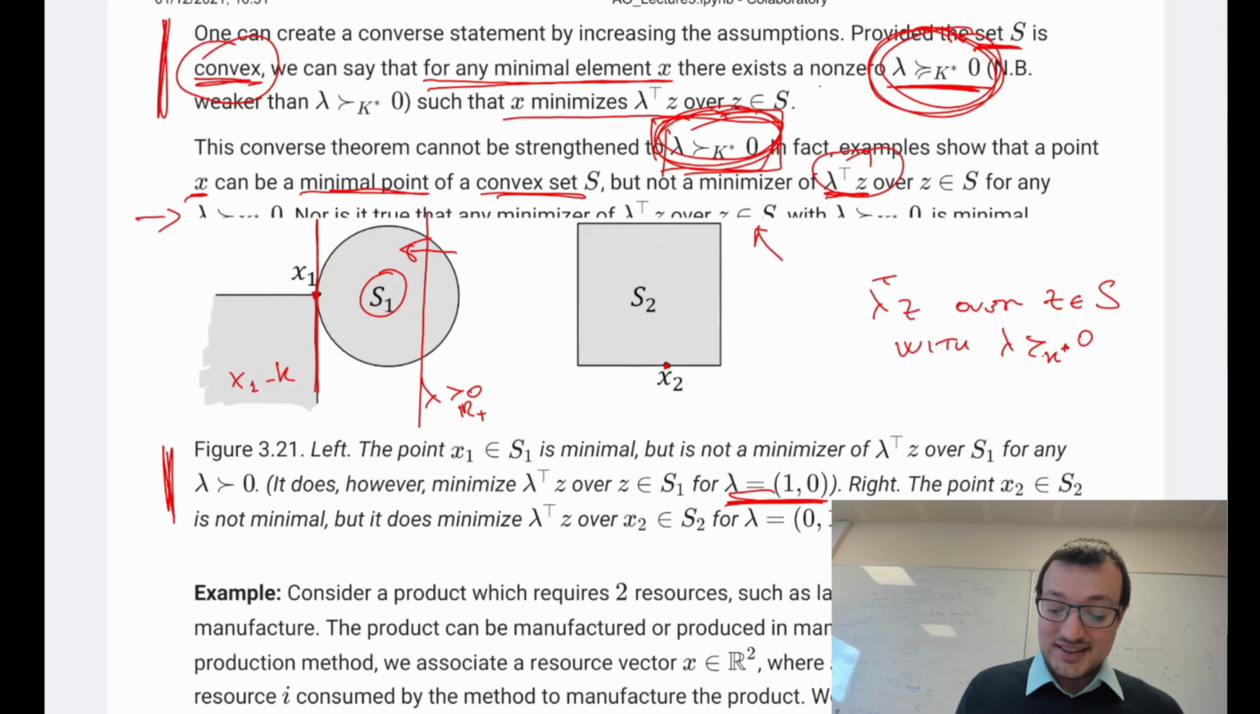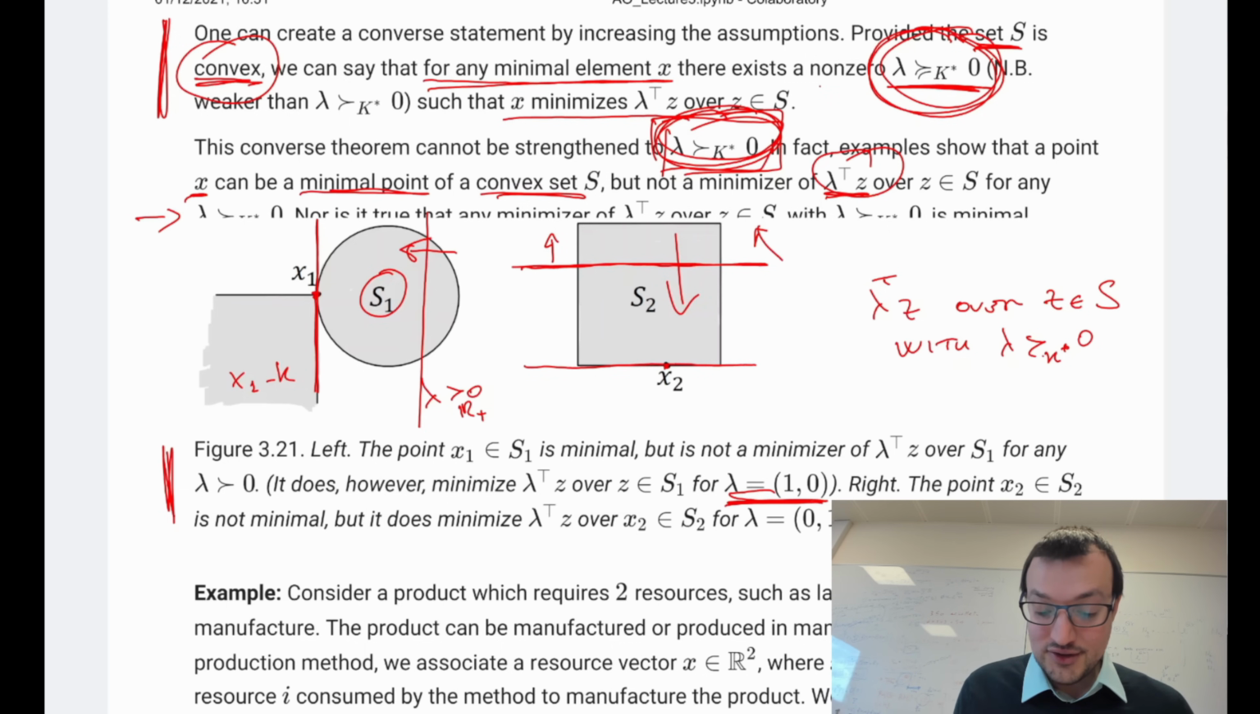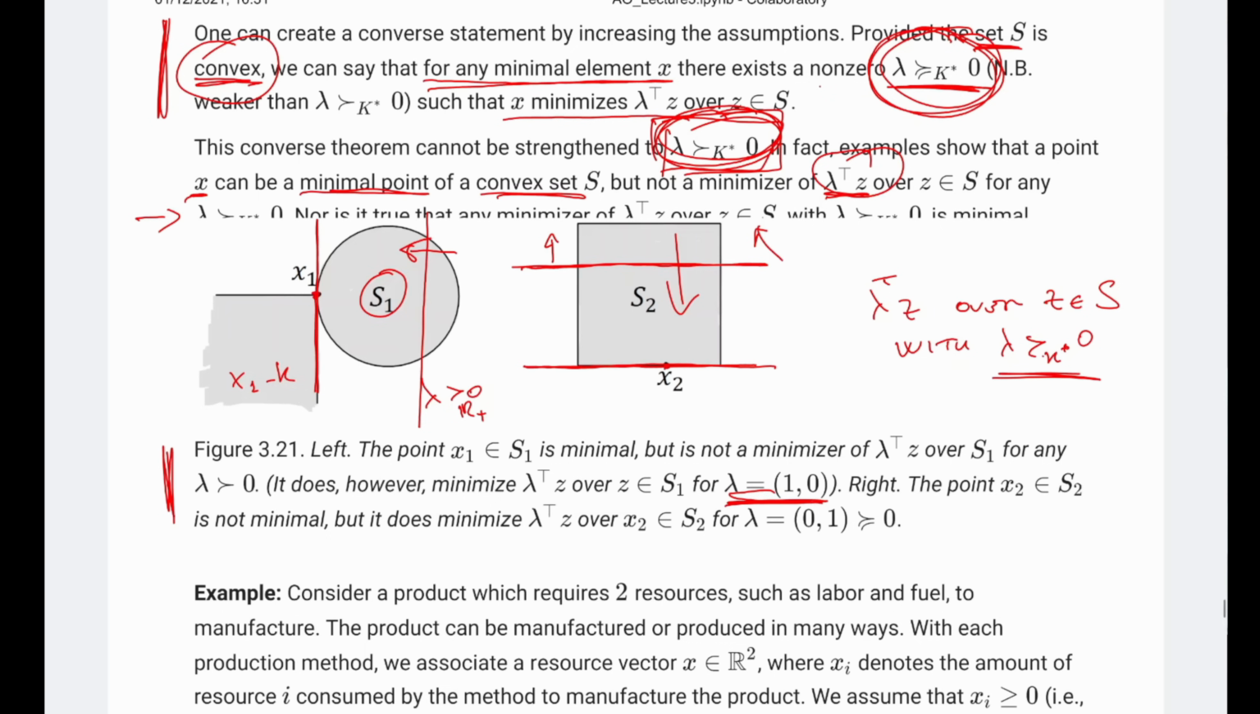But still, it minimizes the hyperplane associated to this lambda. So if we go in this direction, we see that x2 is actually a minimizer for this hyperplane, but the point here is that this hyperplane is not strictly positive, because it's a horizontal hyperplane, so it's associated to the vector 0, 1.